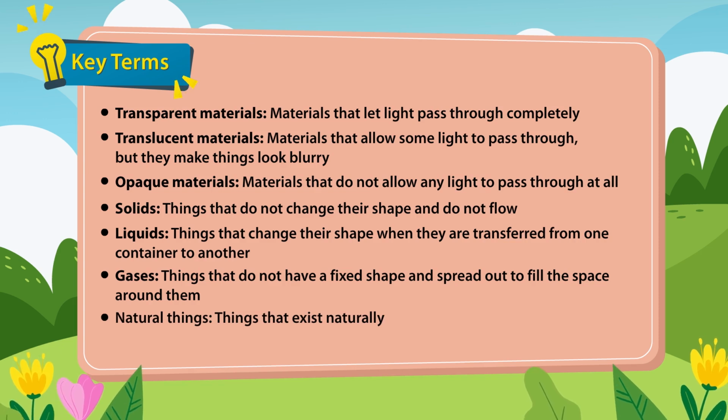Natural things: things that exist naturally. Artificial things: things that are made by man.